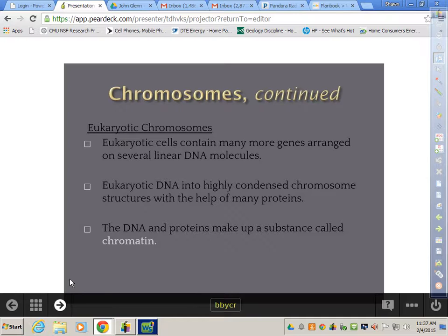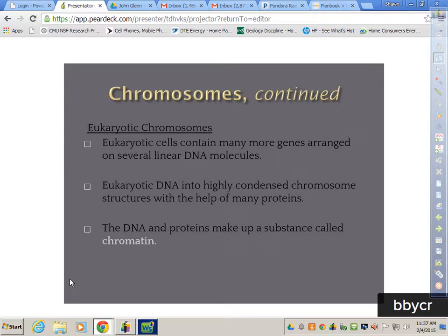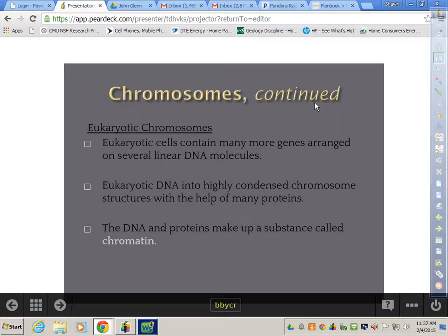So eukaryotic cells contain many more genes arranged on several linear DNA molecules. Make sure you're also taking notes. Eukaryotic DNA is going to be wound into highly condensed chromosome structures with the help of many proteins. And the DNA and proteins make up a substance called chromatin. Everybody say loose chromatin, wind around histones to make chromosomes.